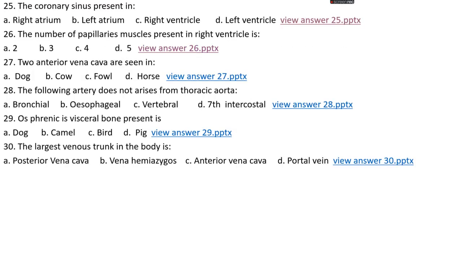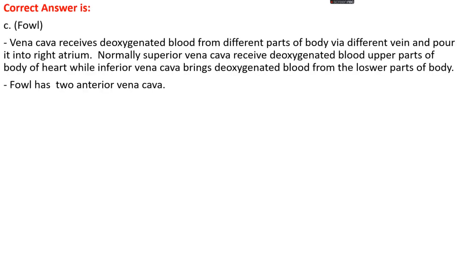Okay. Question number 27. Two anterior vena cava are seen in: option A, dog; option B, cow; option C, fowl; option D, horse. The right answer is option C, that is fowl. Vena cava receive deoxygenated blood from different parts of the body via different veins and pour it into the right atrium. Normally, the superior vena cava receives deoxygenated blood from the upper part of the body, while the inferior vena cava brings deoxygenated blood from the lower part of the body, while fowl has two anterior vena cava.